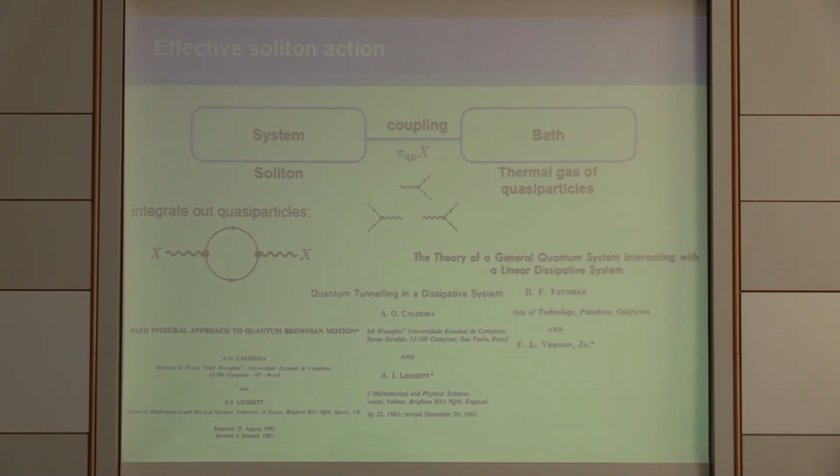The way this is done was originally outlined by Feynman and Vernon. There are many ways to do it. One way to do this is using Keldysh theory, which we did. Pictographically, it consists of integrating out repeated scattering events where the soliton at some point scatters a quasi-particle and then scatters another quasi-particle at a later time. And these correlations between these scattering events will induce some effective friction.